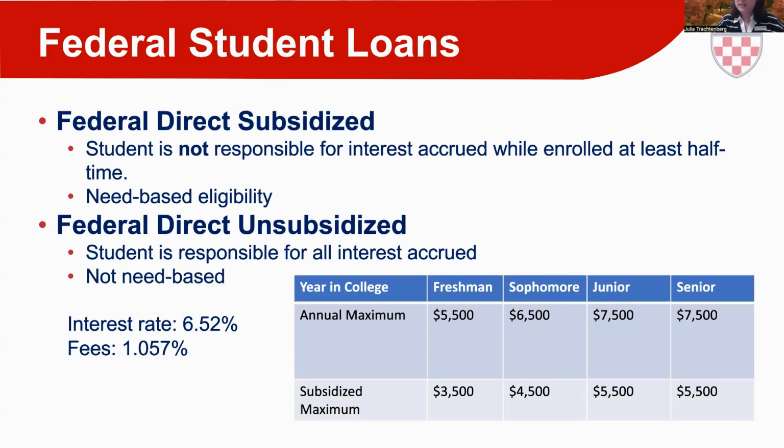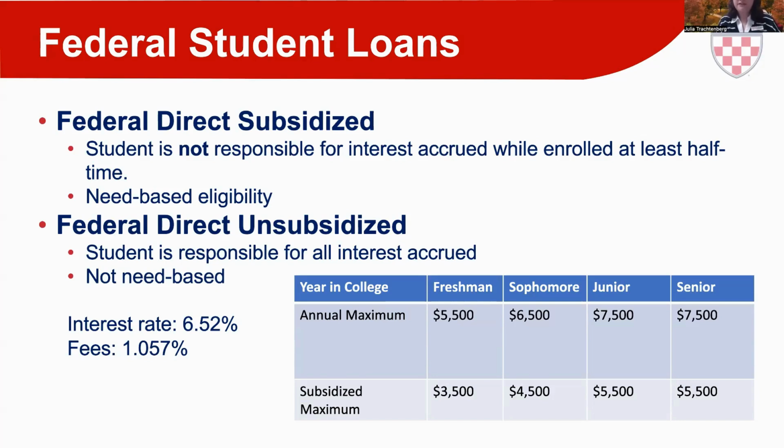The subsidized loan is based on need, and so based on the information in your FAFSA, you may or may not qualify for subsidized. If you don't qualify for subsidized, you would still be eligible for the unsubsidized version. The interest rate for these loans changes every July 1st. So the 6.52% interest rate there on the slide is for any loans that are made between July 1st of 2026 and June 30th of 2027. And that is a fixed interest rate that will stay the same for the life of that loan. But each year that you borrow loans, your loan for that particular year will have its own interest rate.